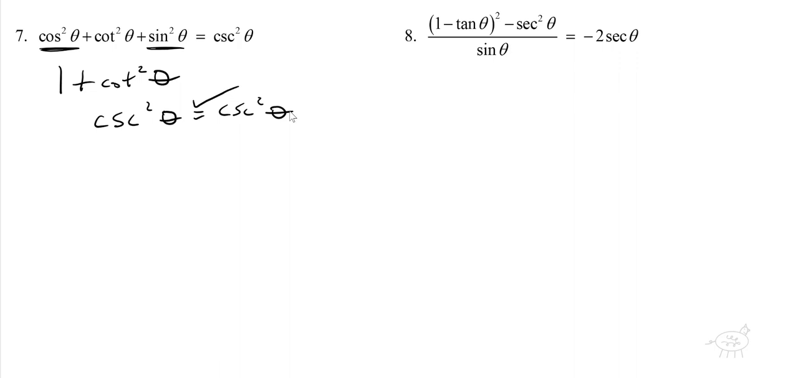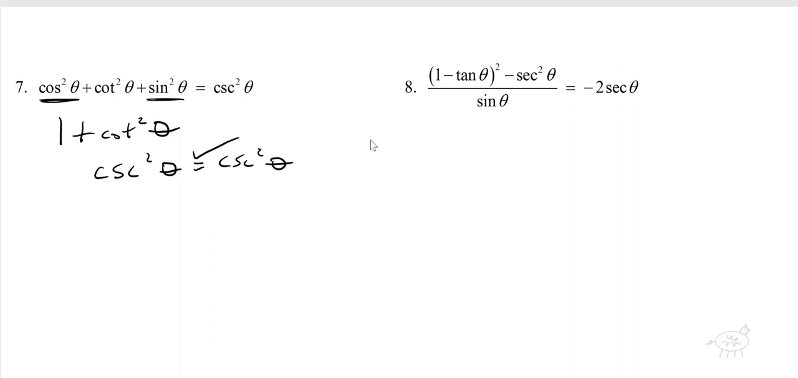Not bad. Okay. So number 8 gets a little more challenging now. These problems get a little tougher. But 8 is basically, I need to FOIL that top part out, that 1 minus tangent of theta. Please don't square it and go, oh, that's 1 squared and tangent squared. That's horrible math. You got to write it twice. That helps. I'll give a little room here. So it's 1 minus tangent of theta and 1 minus tangent of theta.